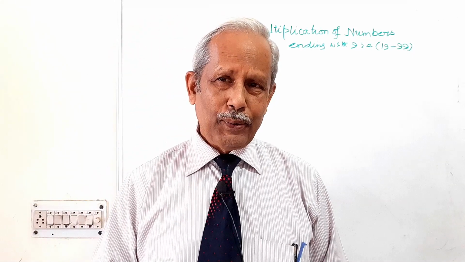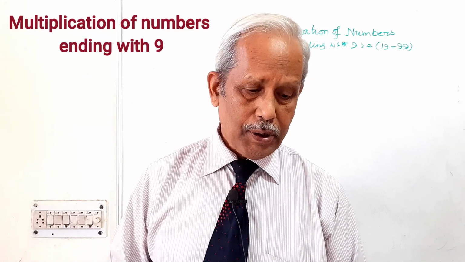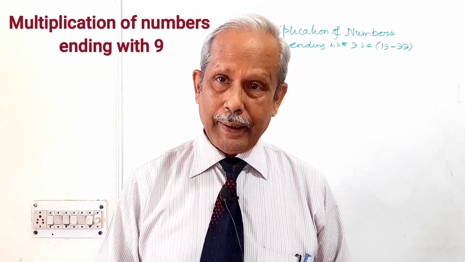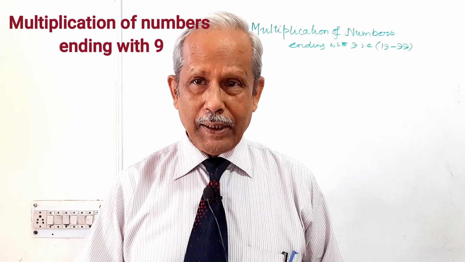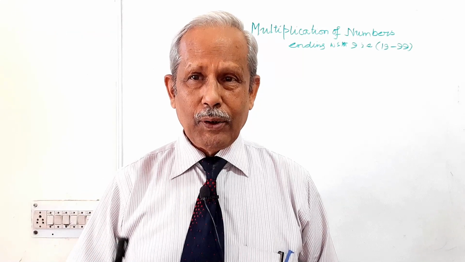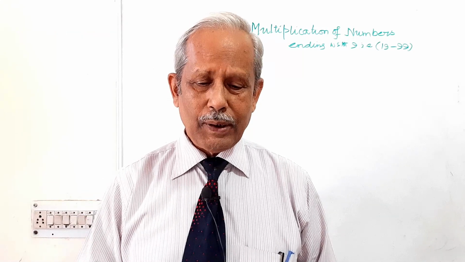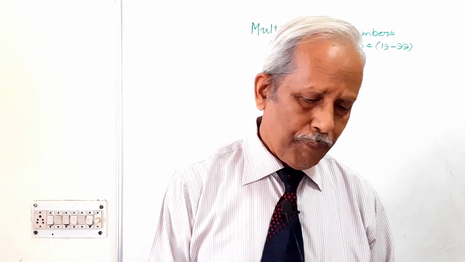So what are we going to do today? Today we are going to do multiplication of numbers ending with 9. Ending with 9 means numbers like 19, 29, 39, 49 up to 99. If you want to multiply with those, what is the way out? What is the shortcut by which you can do that? Okay, so let us start with it.